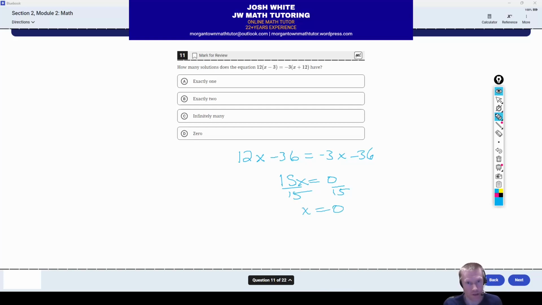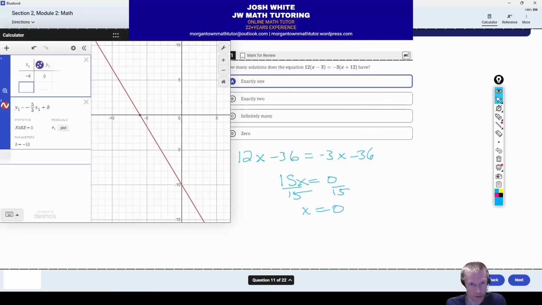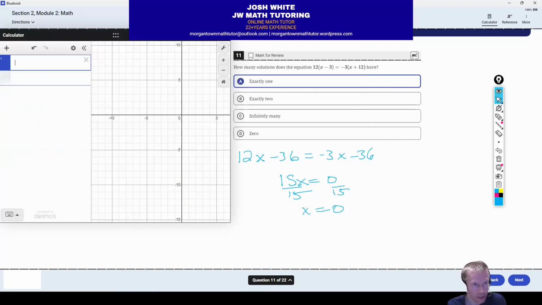So how many solutions does this equation have? Well, it's just one. Technically, the number 0. However, you could also confirm this in Desmos. Now, there's one thing to be careful of.